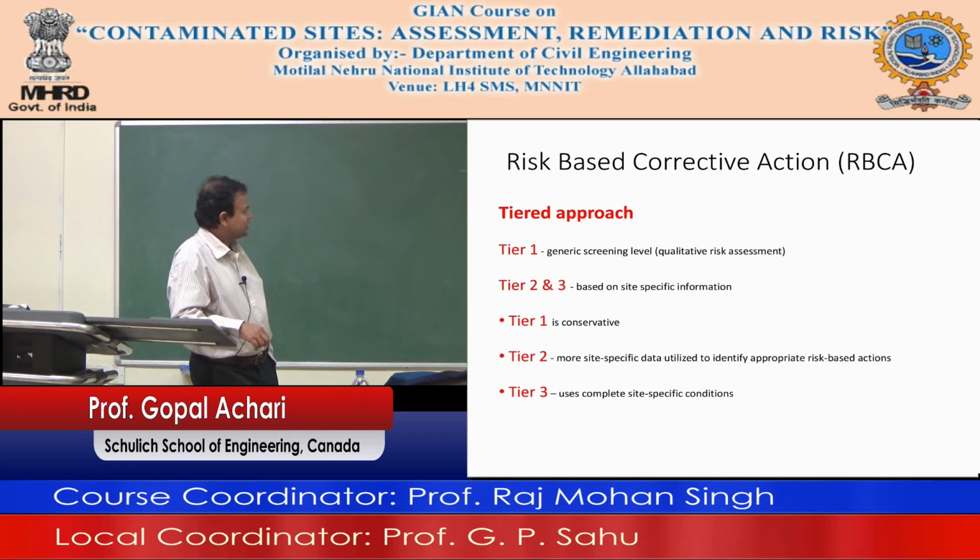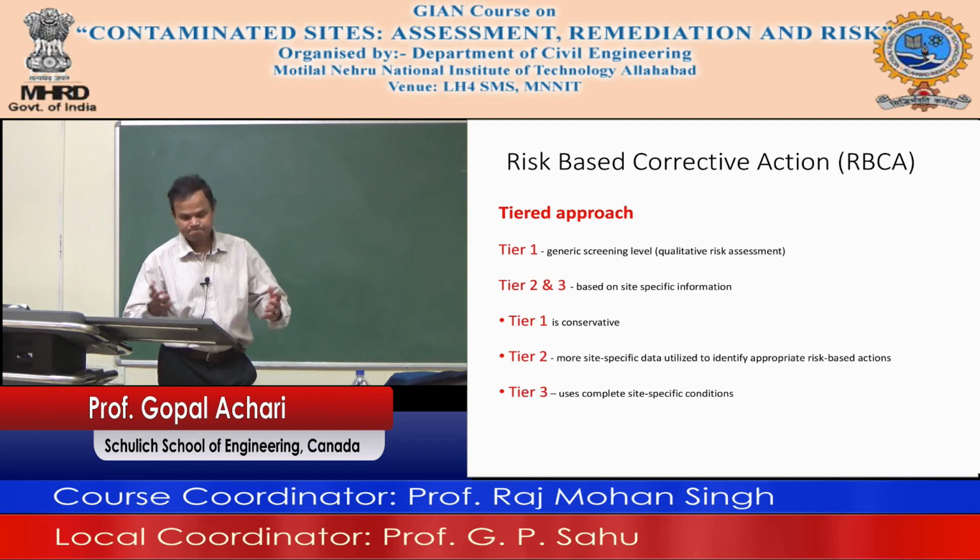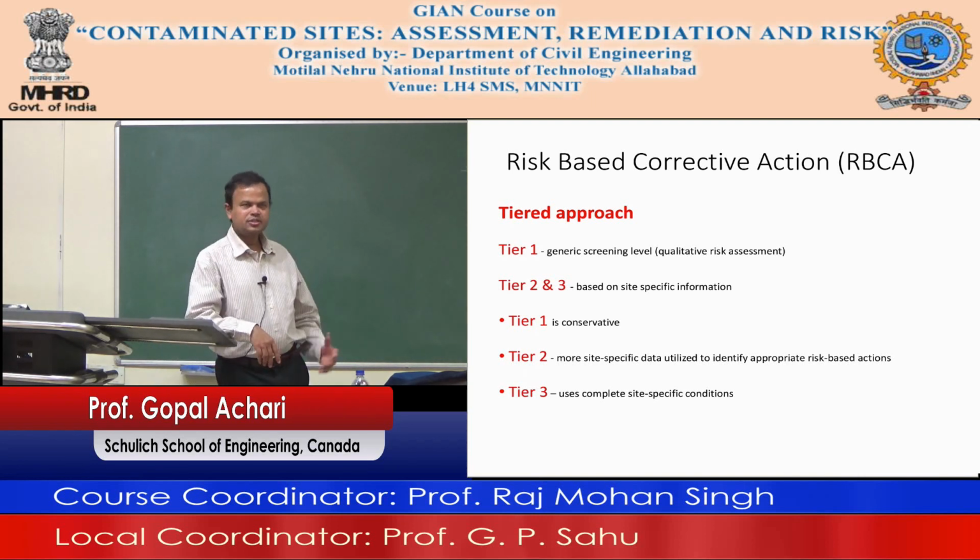Then we come to what is known as tier 2. Now, tier 2 is site-specific targets depending on the site information. Tier 1 numbers are usually quite conservative. For example, let's say the city of Allahabad, we'll have to look at people living and all that, right? But let's say you have a site 50 kilometers outside the city of Allahabad.